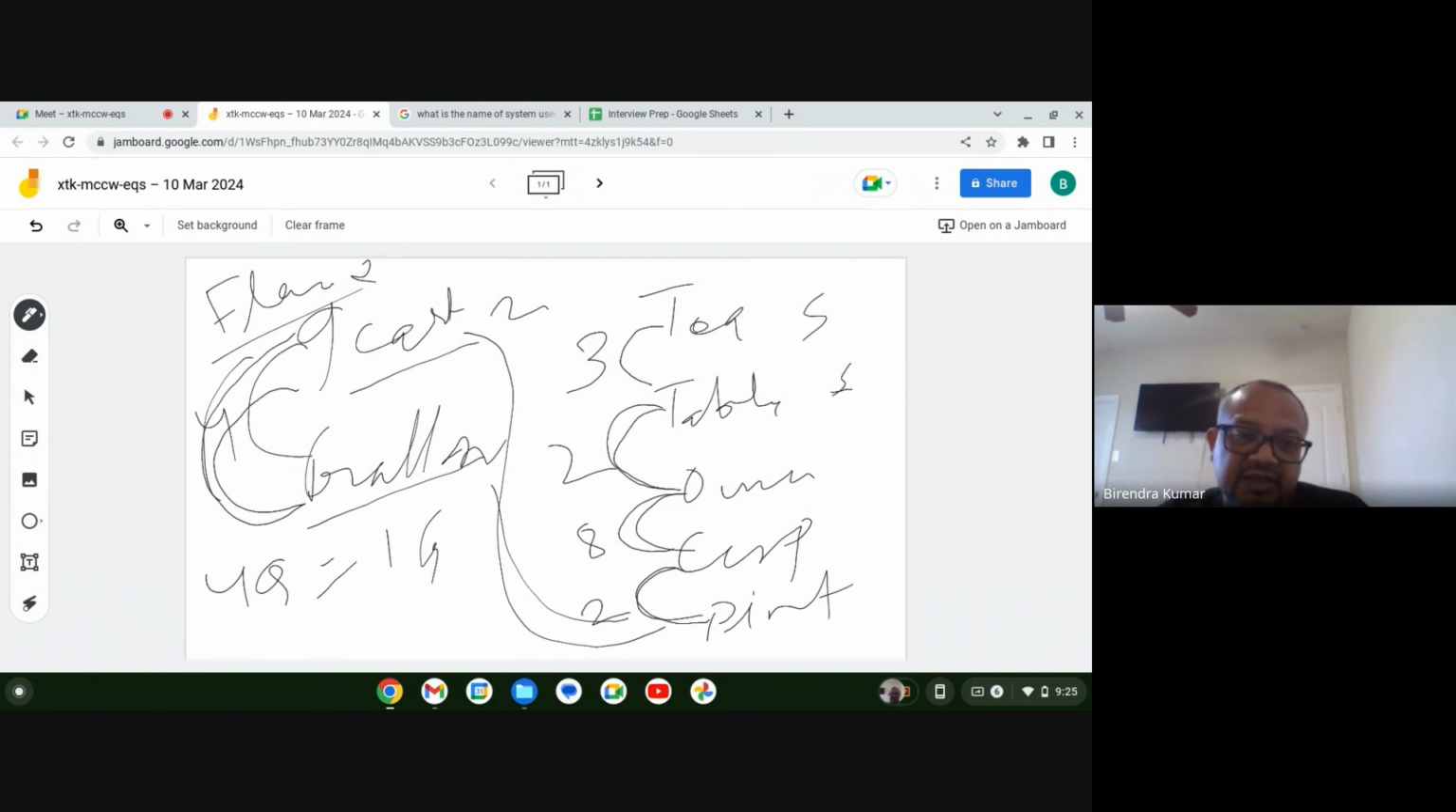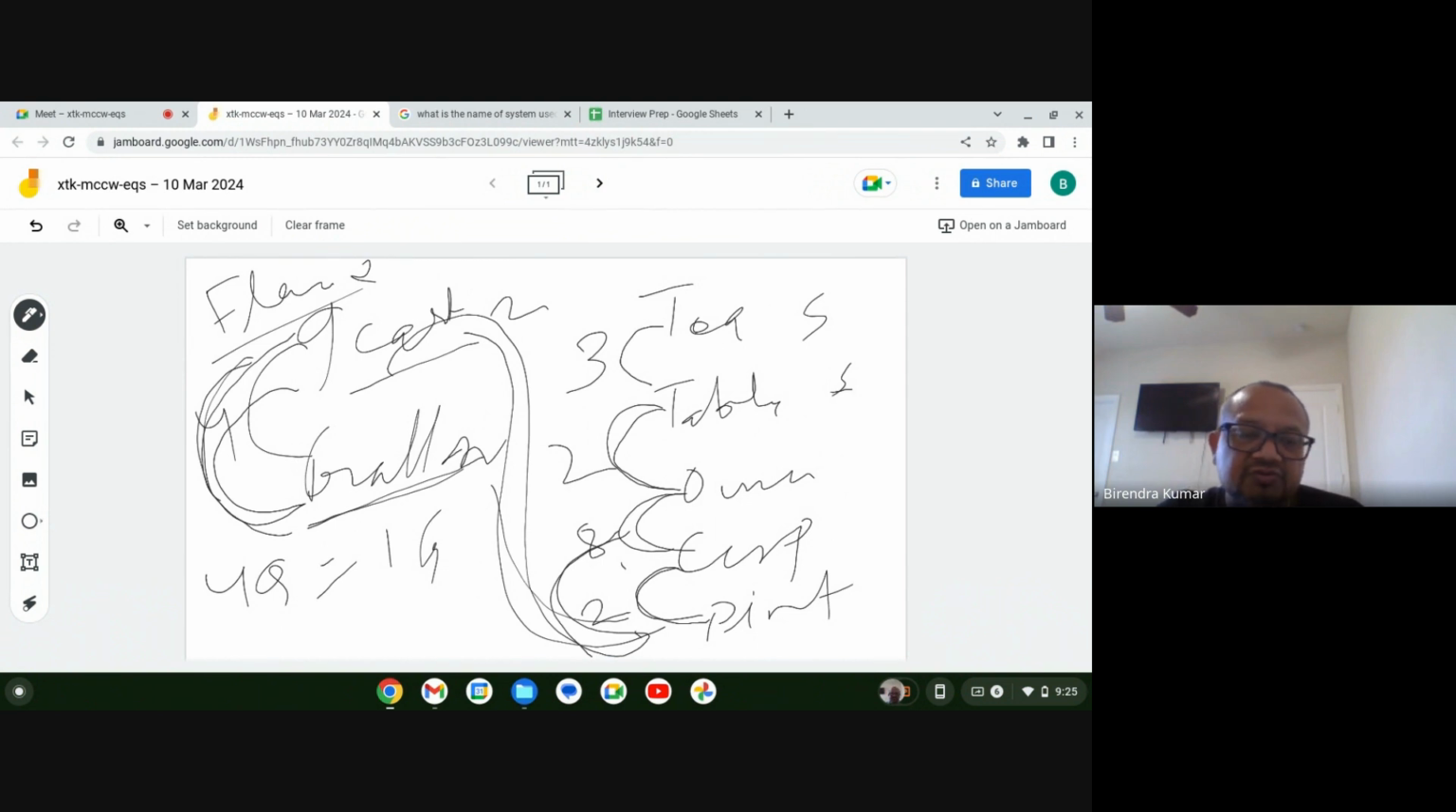8 pints. If you are asked how many cups will be there in a gallon, you'll go backward. 4 into 2 into 8. So 4 into 2 is 8, into 8 is 64. That means every gallon has 64 cups.